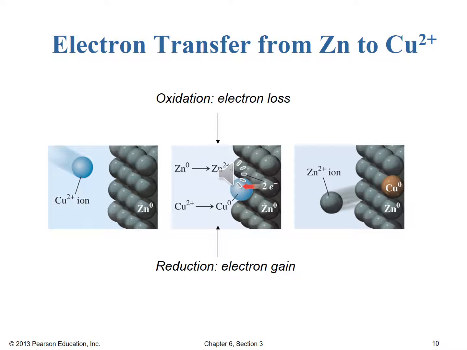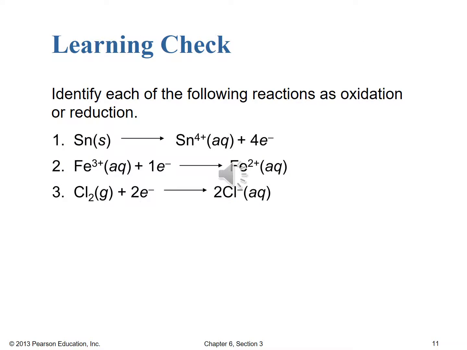And we see we still have the same number of atoms there on the zinc strip, but they've changed identity. We have a copper ion has become a copper atom, and a zinc atom has become a zinc ion here. This seems like as good a time as any to check on how your understanding of this oxidation reduction process is going. So let's pause here for a learning check.